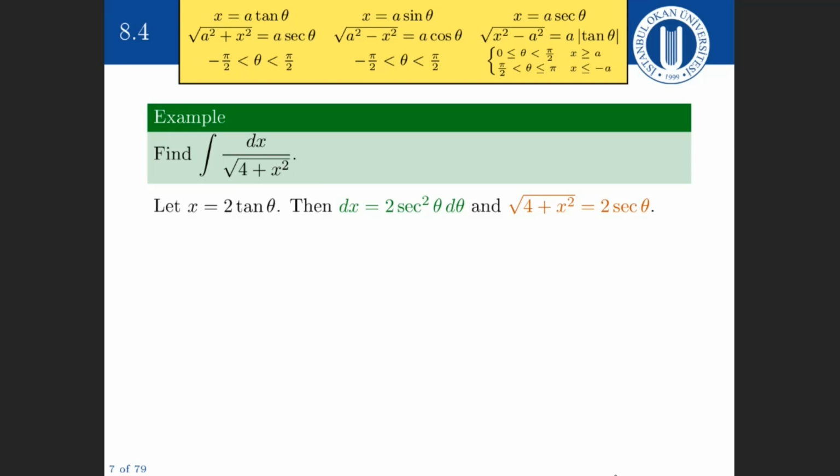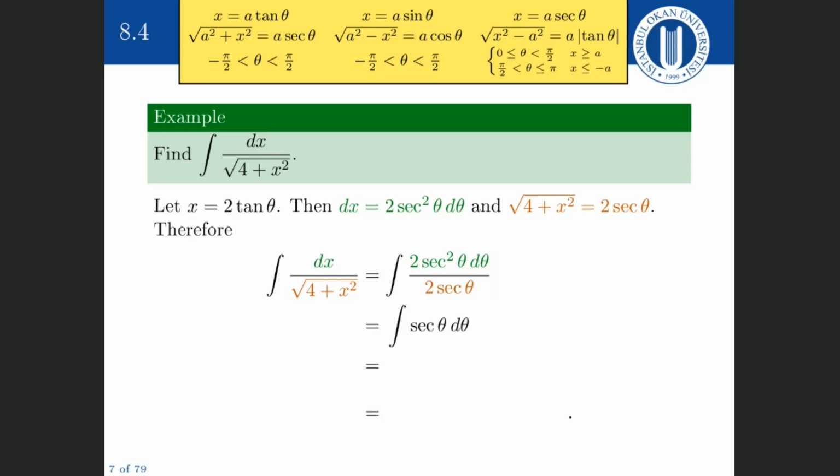Okay, now I'm ready. I'm going to substitute these into the integral. I replace dx by 2 sec squared theta d theta, and I replace the square root of 4 plus x squared by 2 sec theta. And these terms are going to cancel. This is just the same as the integral of sec theta.